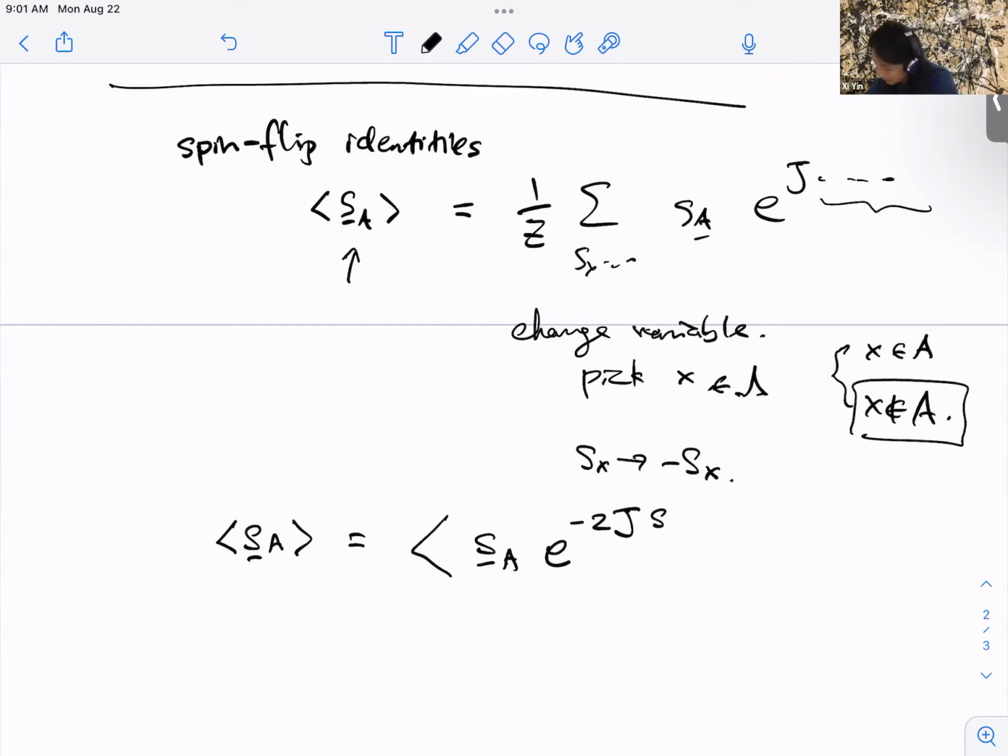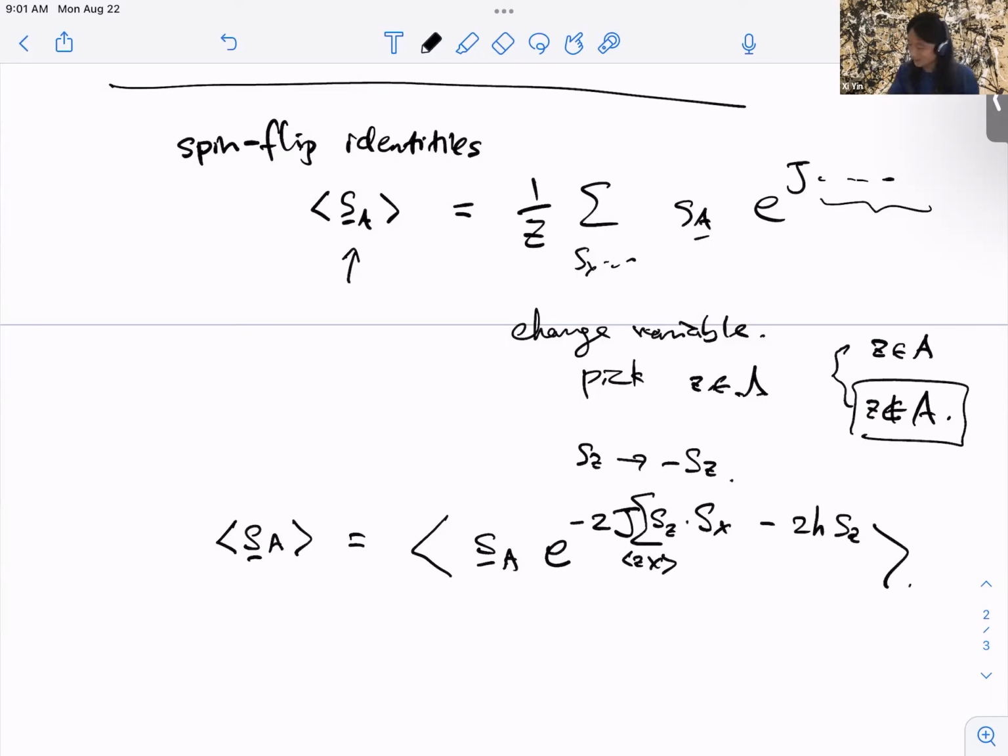Let me call this point z, not to be confused with x. So here I'm talking about whether z is in A or z not in A. So then you have s_z with this nearest neighbor. So let's say z and x are nearest neighbors, then minus 2h s_z.